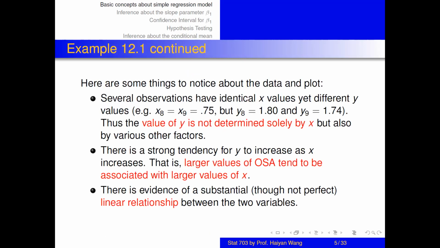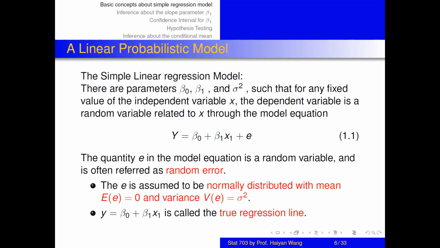So right now, what we see out of this picture is simply that there's a strong tendency that the y tends to increase as x increases. And there's also evidence of a pretty strong linear relationship between the variables. Once we see such evidence, we would like to try to estimate the slope parameter and the intercept so that we can use the line to predict for future observations.